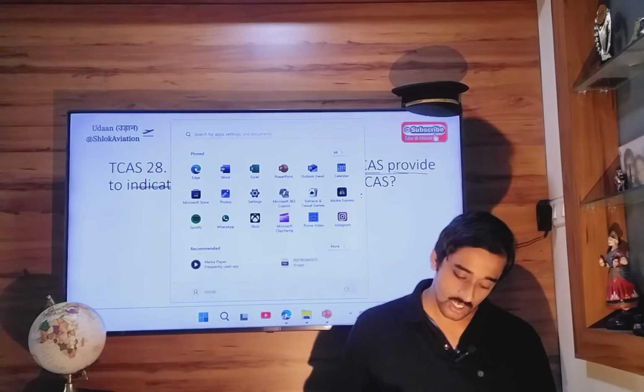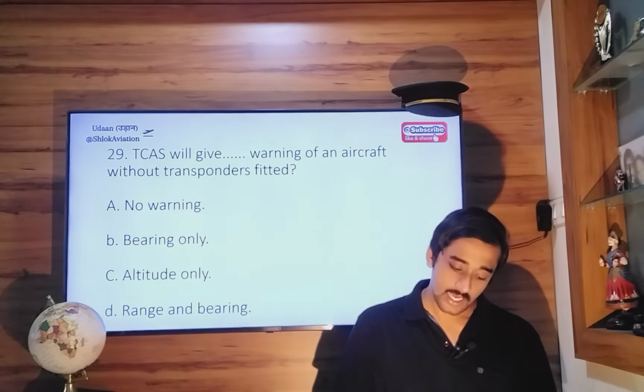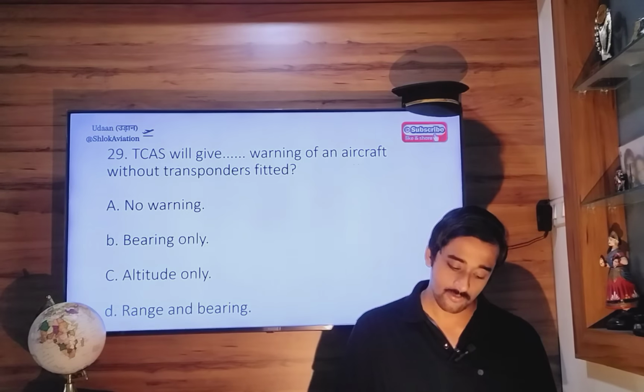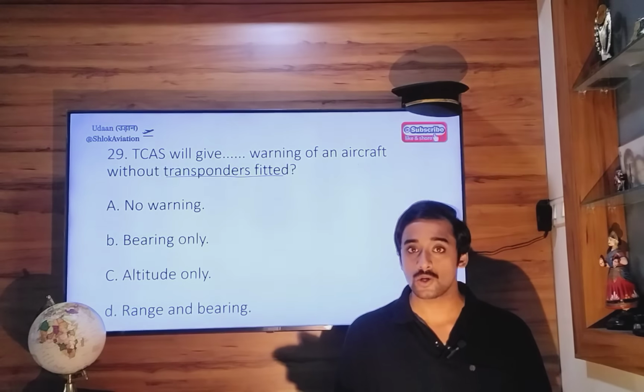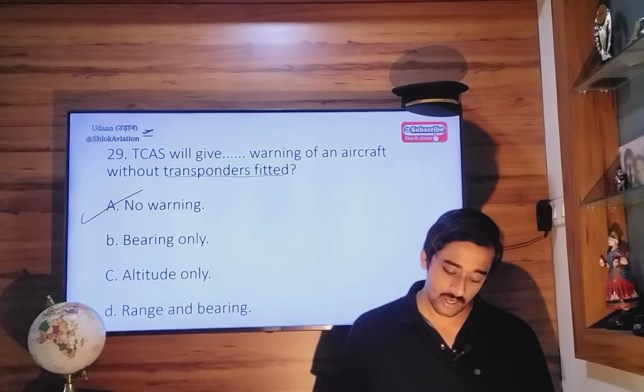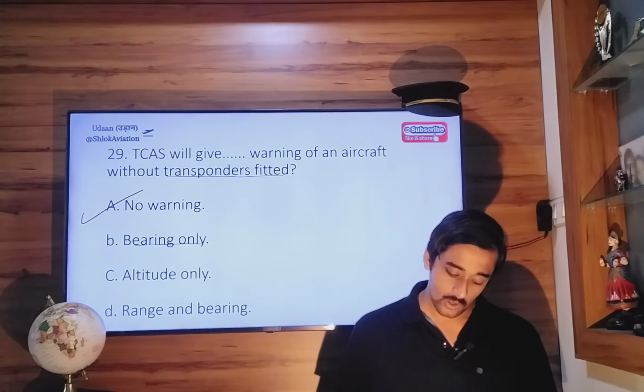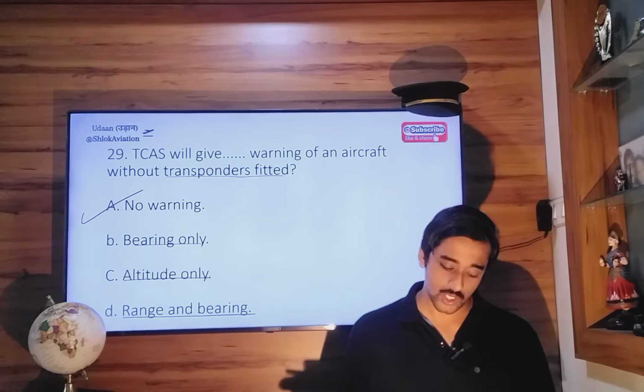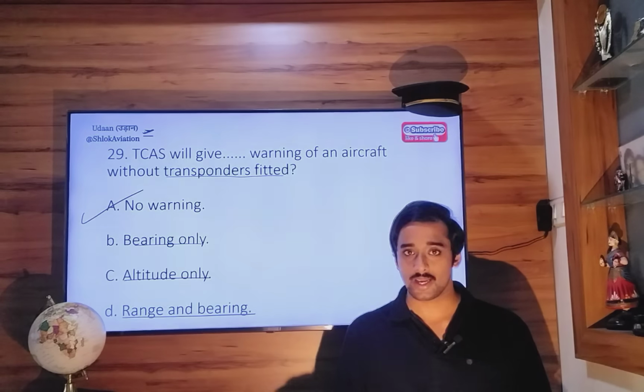Next, question number 29. TCAS will give dash warning of aircraft without transponders fitted. So if no transponders, no warning. So: no warning, yes. Bearing only, altitude only, range and bearing. So the correct answer is no warning. Okay.